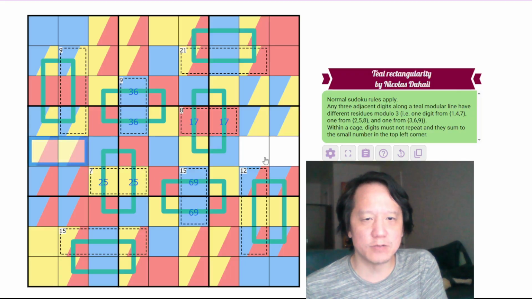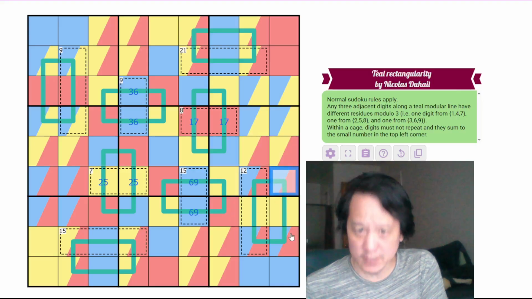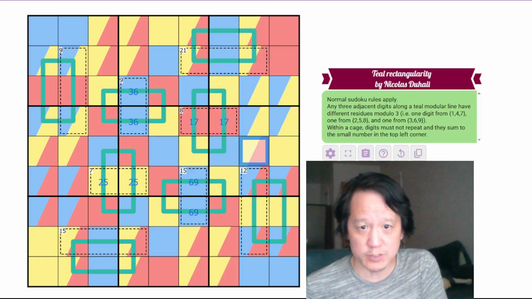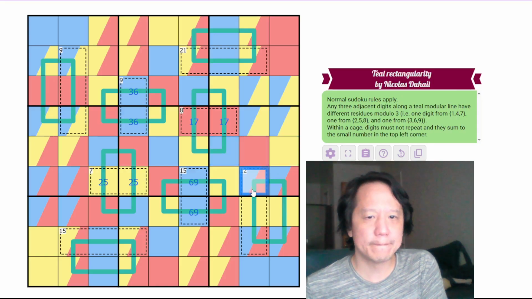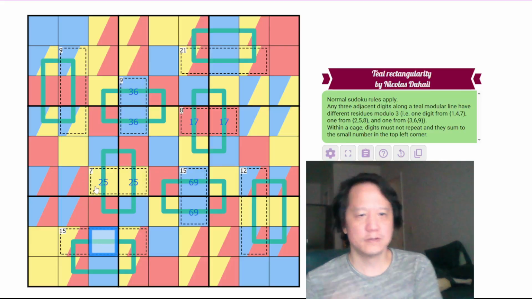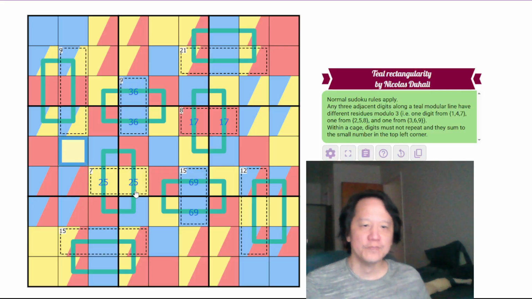Remaining digits here are red and yellow. We have red and yellow here. One of these is guaranteed to be red here, and we have 2 more reds here, so this can't be red, which means this can't be yellow. And similarly, we have 2 yellows here, and one of these has to be yellow, so this can't be yellow here, it's red. That means this can't be red, it's yellow. Okay.